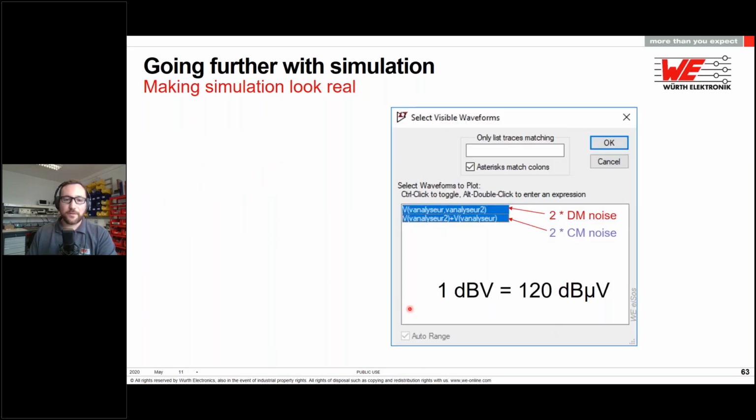So let's have a look here. The default unit of LTSPICE is the volt. So the default unit of FFT in logarithmic amplitude in LTSPICE is the dB volt. And here we have to understand that 0 dB volt equals 120 dB microvolt, which is the typical unit for conducted emissions in EMC. So as soon as we have this, it's just a ratio of 1 million. And as we have 2 times the differential mode and 2 times the common mode, you get it? It's 500,000.